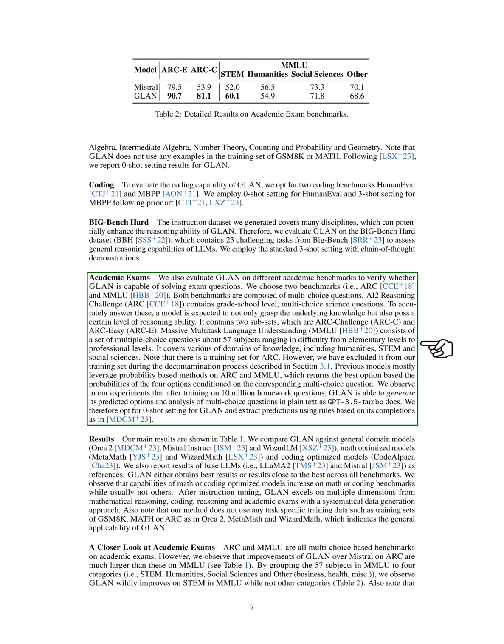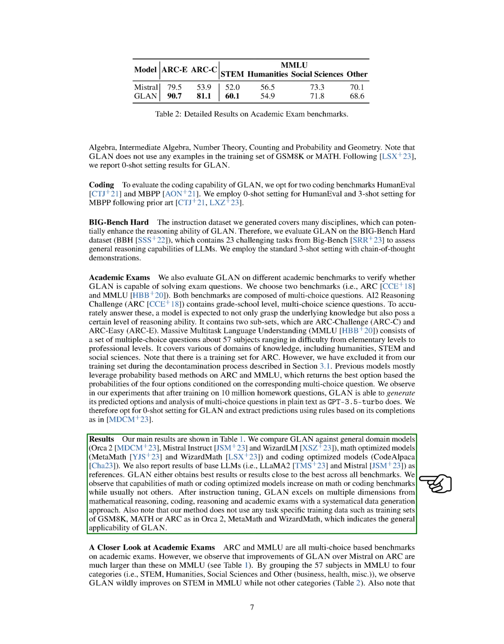Unlike previous models that mostly rely on probability-based methods to select the best answer, GLAN generates predicted options and analyses in plain text after being trained on 10 million homework questions. Our results, detailed in a table, show that GLAN performs exceptionally well or close to the best across all benchmarks when compared to general domain models, math-optimized models, and coding-optimized models.